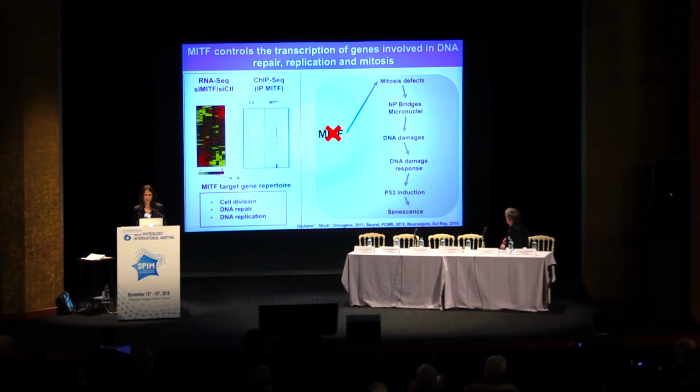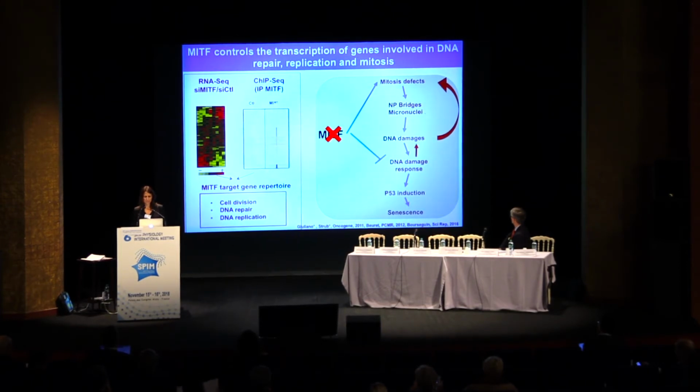So to sum up this part, this is a scheme that I would like to propose. MITF knockdown triggers mitosis defects, the formation of nucleoplasmic bridges and micronuclei that lead to DNA damage and activation of the DNA damage response. I told you also that MITF positively controls some genes involved in DNA repair and replication, and so MITF knockdown should dampen the efficacy of the DNA damage response signaling pathway, probably amplifying some DNA damage that can also trigger some mitosis defects, and these damages converge towards P53 induction and senescence entry of melanoma cells and melanocytic cells.